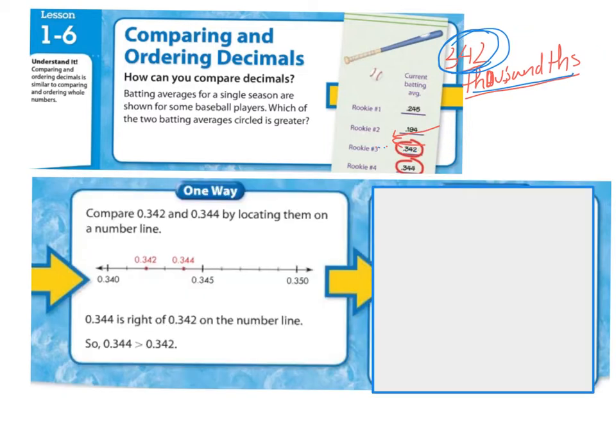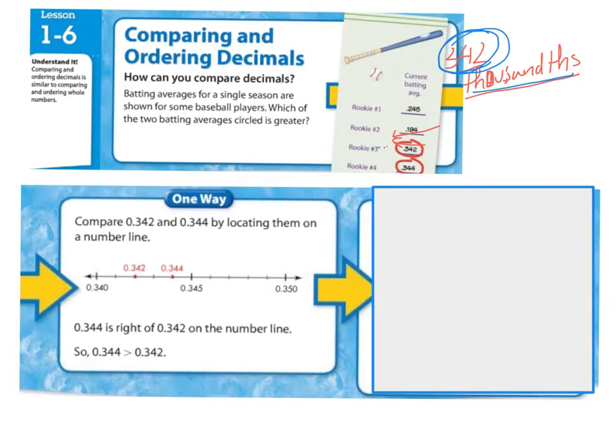So the first way, one way to compare these is by putting them on a number line. So we can compare 342 thousandths and 344 thousandths by locating them on a number line. All right, so I see that both of them go between 340 thousandths and 345 thousandths. And if you look at the tick marks right here, here, here, and here, then they represent counting up 1 thousandth. So 341 thousandths, 342 thousandths, and they put that right there. 343 thousandths, 344 thousandths, and 345 thousandths.